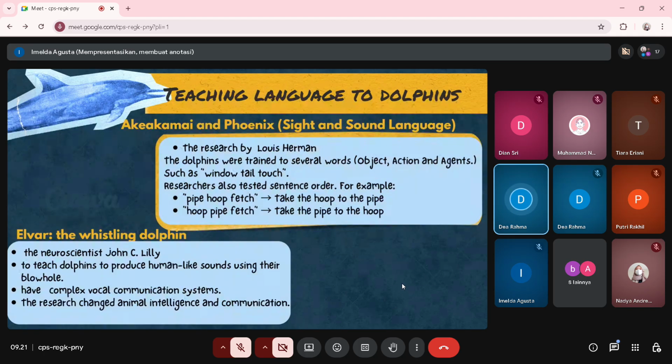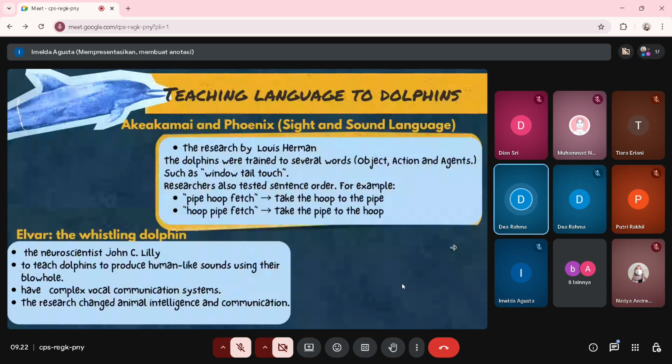Here, the research is by Louis Herman. The dolphins were trained on several words for objects and actions, such as pipe, hoop, and fetch. Akeakamai and Phoenix learned longer sentences such as pipe, hoop, fetch, which means take the hoop to the pipe.